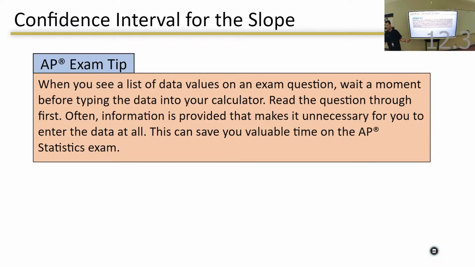This is also talking not about this, but about AP in general, or AP stats. When you see a list of data, wait a minute before you start typing it all in your calculator, because chances are really, really good you're doing something wrong. They do not want you wasting time punching a bunch of stuff in your calculator. If you are, I'm not saying you're doing it wrong, but there's a whole lot easier way to do it.